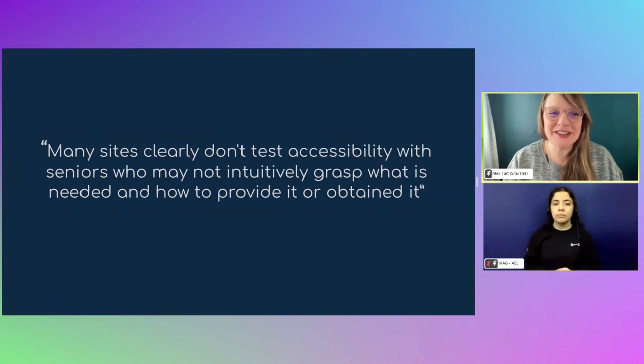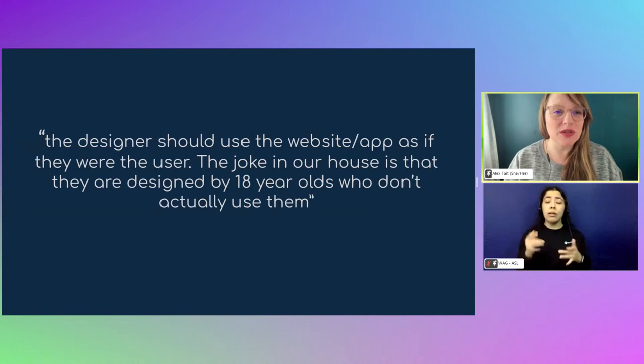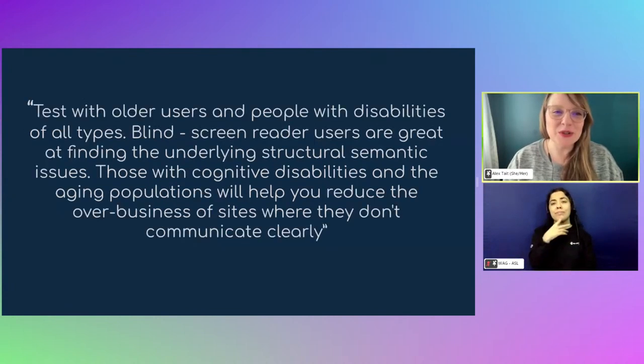Quote, many sites clearly don't test with accessibility seniors who may not intuitively grasp what is needed and how to provide it or obtain it. Quote, the designer should use the website and app as if they were the user. The joke in our house is that they're designed by 18-year-olds who don't actually use them. Quote, test with older users and people with disabilities of all types. Blind screen reader users are great at finding the underlying structural semantic issues. Those with cognitive disabilities and the aging population will help you reduce the overbusyness of sites where they don't communicate clearly.